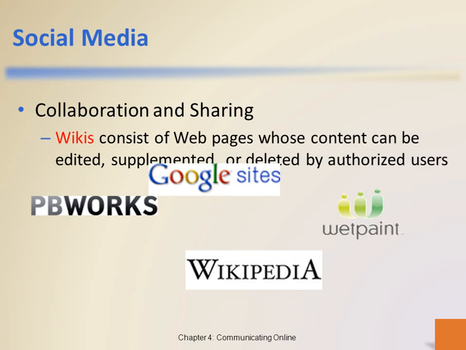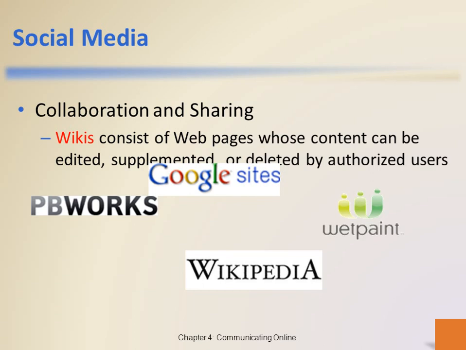Some of these sites, we looked at social networking, allow you to network with your friends, and some of them allow you to collaborate and share. Wikis are a great example of that. It's just web pages. The content can be edited, supplemented, or deleted by authorized users. Now, Wikipedia is an open wiki where anyone can edit it. You've got tools like Google Sites, PBWorks, WebPaint. There are many other wiki sites.